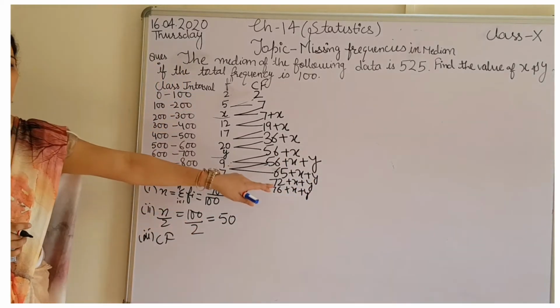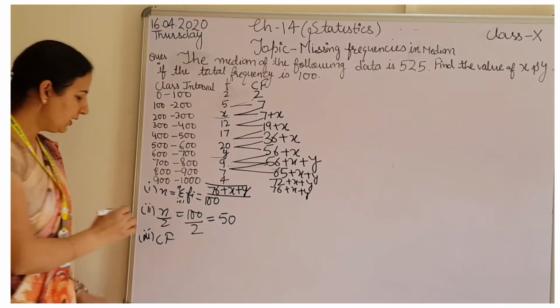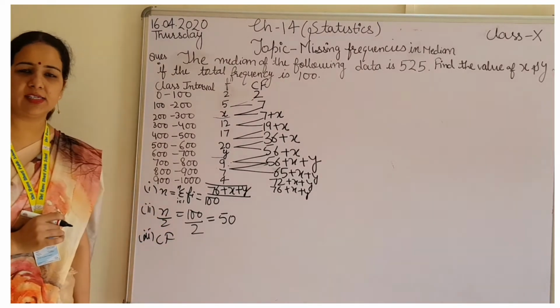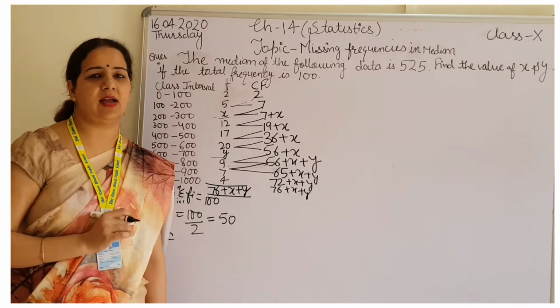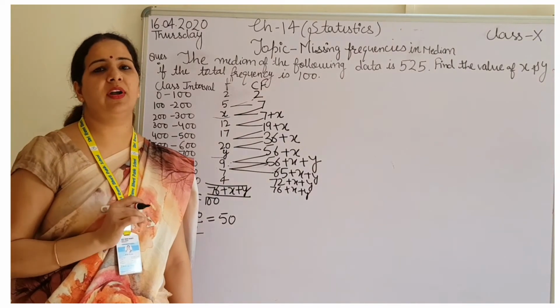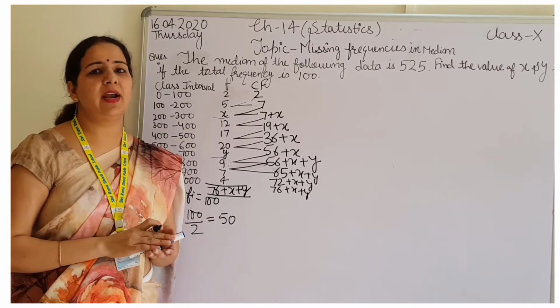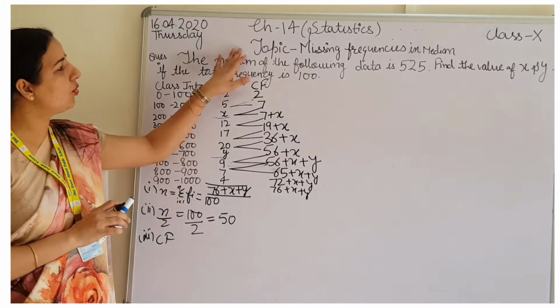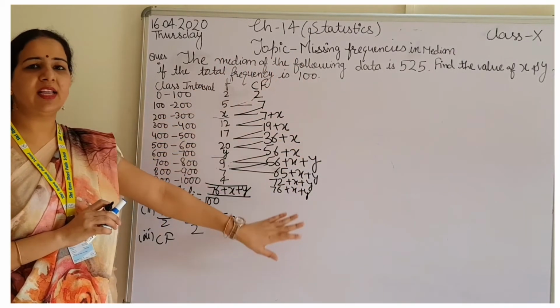Both the totals are the same. It means we are doing it correctly. So we have already calculated CF. Now we have to search the median class. The most important point about the median class: see students, if the median is not given, then we have to calculate the median class by the CF.